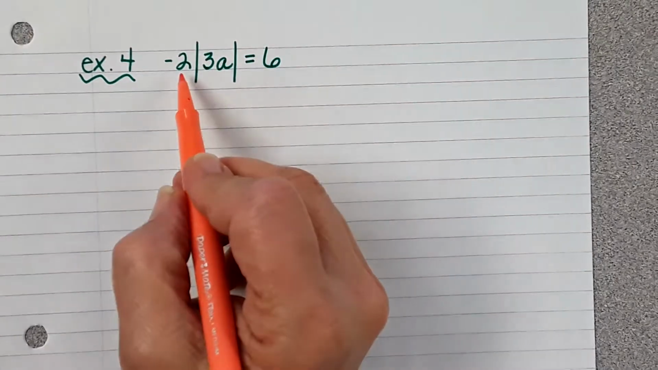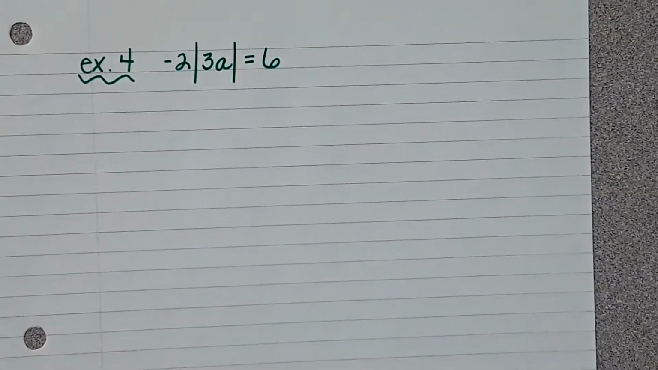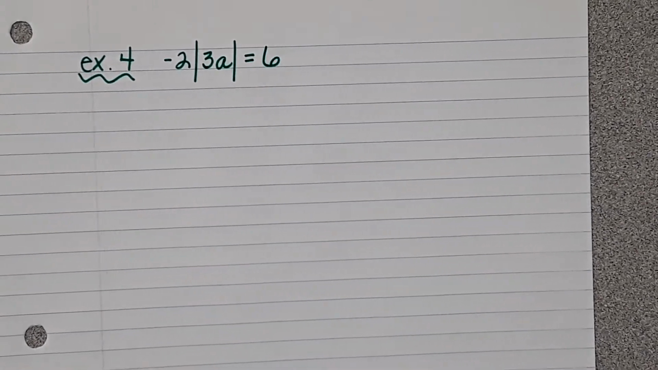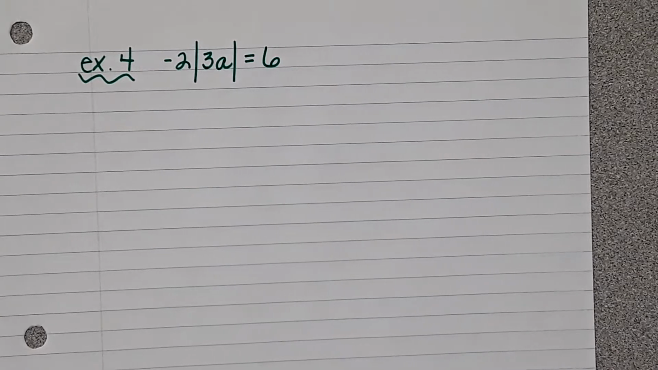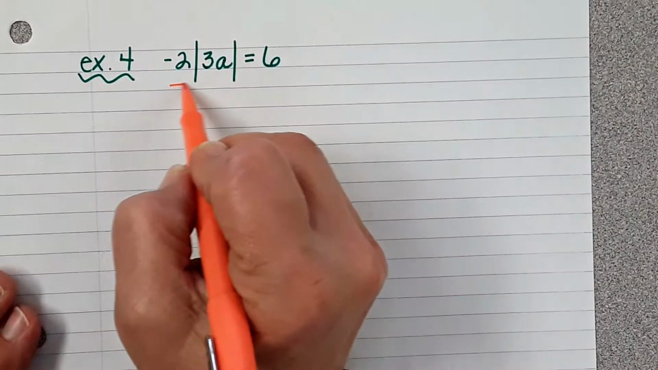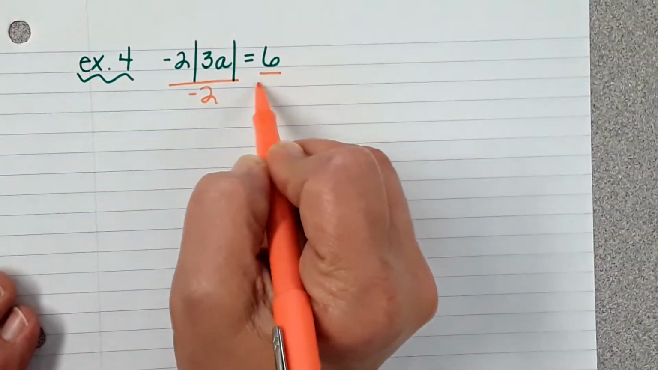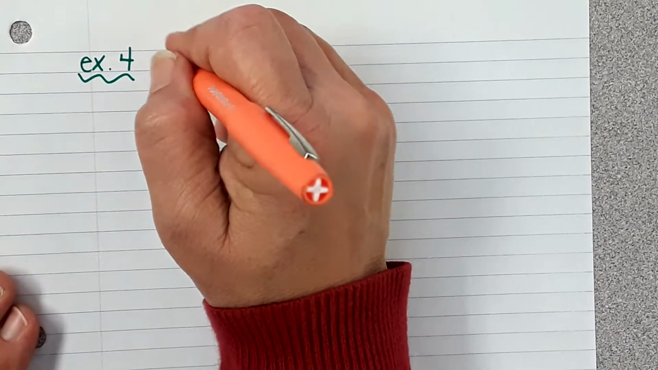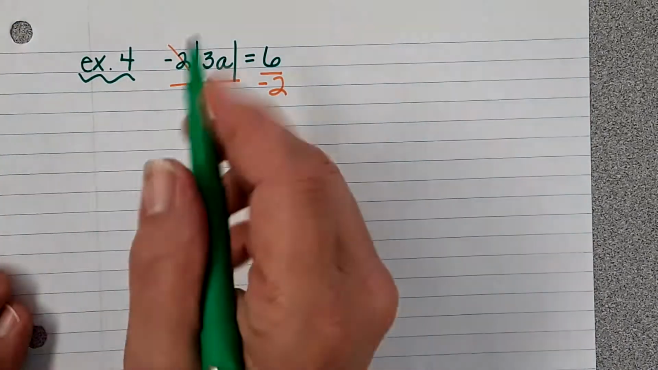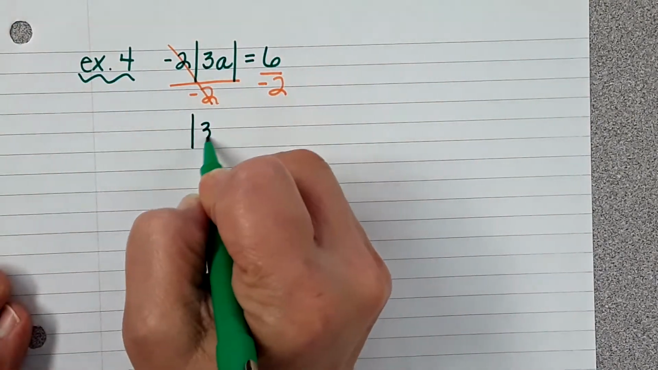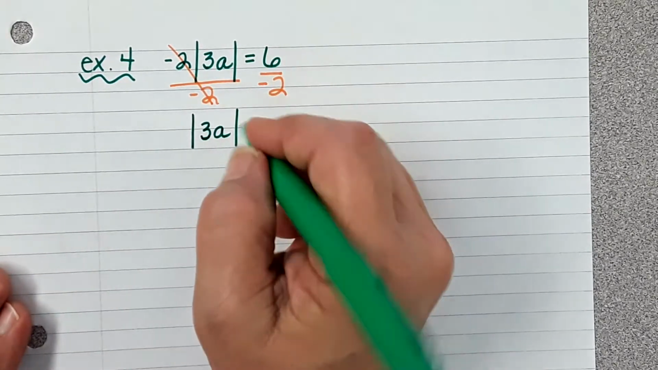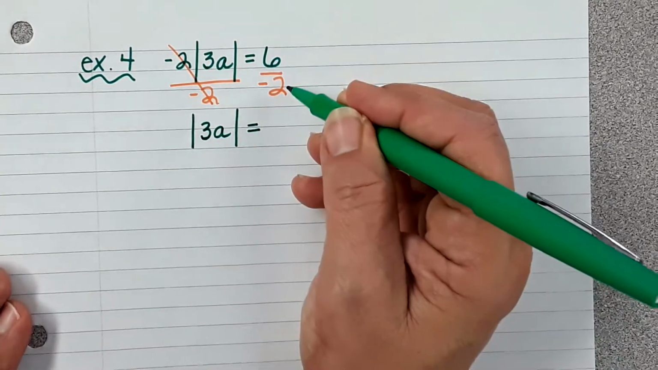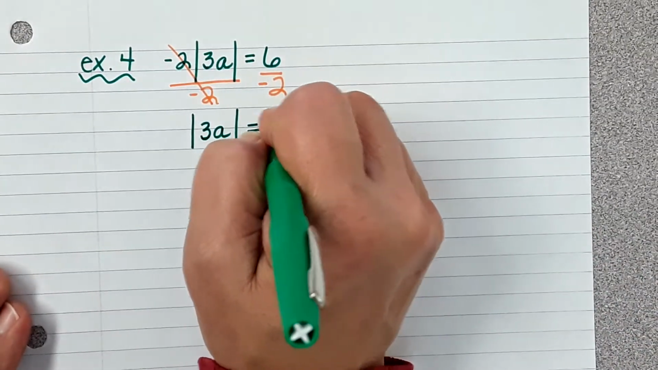So this -2 is in front, which means it's -2 times the absolute value of 3a. So what is the inverse of multiplying by -2? Dividing by -2. So we're going to divide both sides by -2. And then I'm left with the absolute value of 3a equals, what is 6 divided by -2? -3.